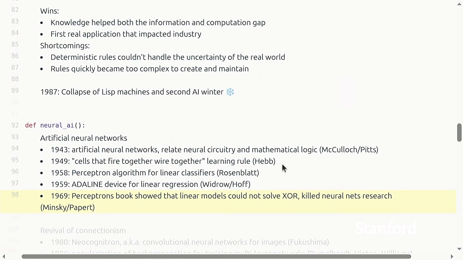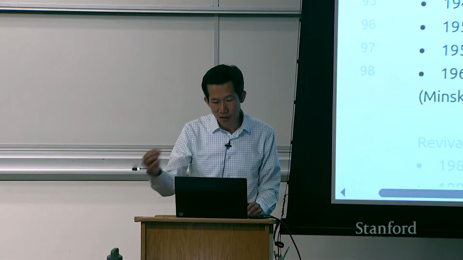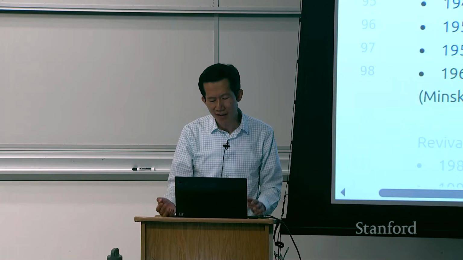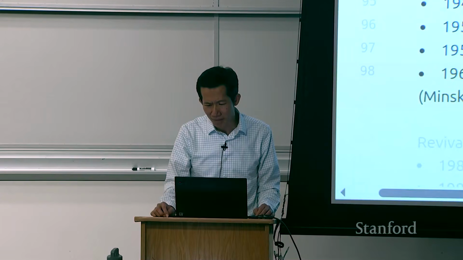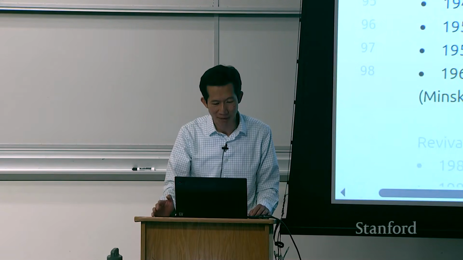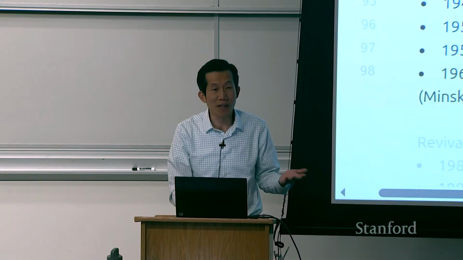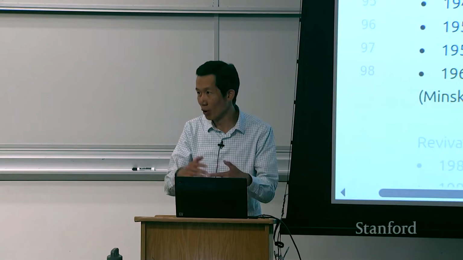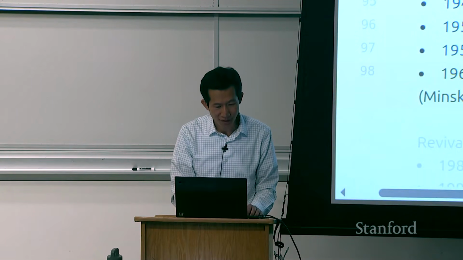But in 1969, there was a book published by Minsky and Papert called Perceptrons. They showed that these linear models were limited. They couldn't represent very sophisticated functions. That book was cited as having killed off neural nets research, or at least made people less excited about it. Minsky actually worked on neural nets research during his PhD, but then he transitioned into the symbolic AI school of thought.